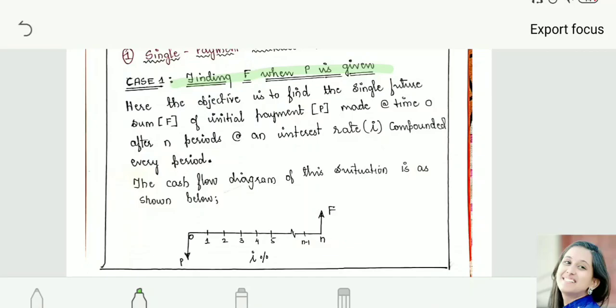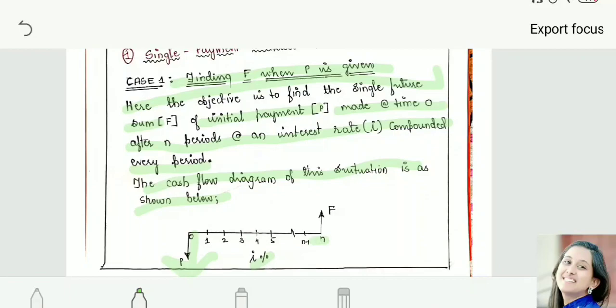Here the objective is to find the single future sum, that is the future worth of an initial payment P made at time 0. Time 0 means today you are investing, after n periods at an interest compounded every period. Thus the cash flow diagram you are able to see here. Present worth, I am indicating it downward. Why? Because it is the investment from my side today at rate of interest i and at period n.